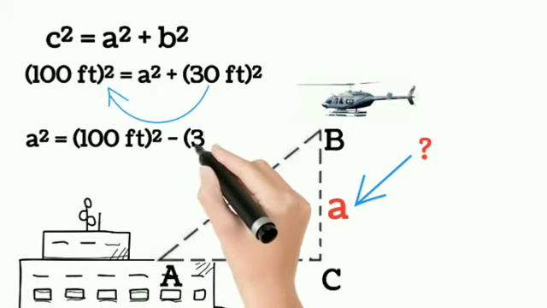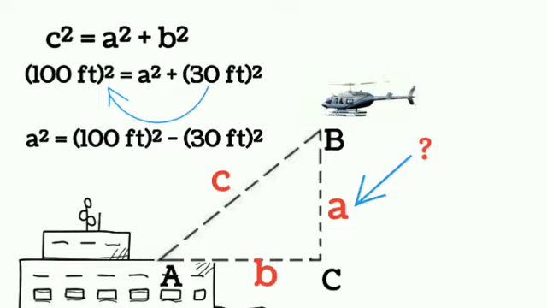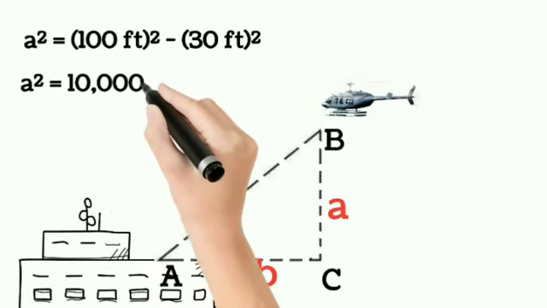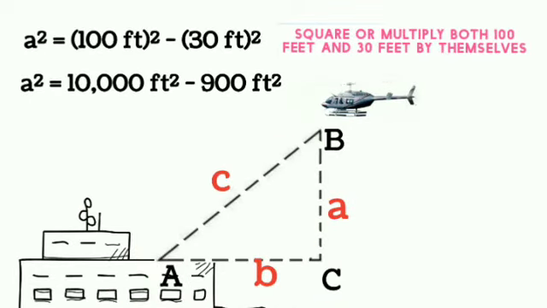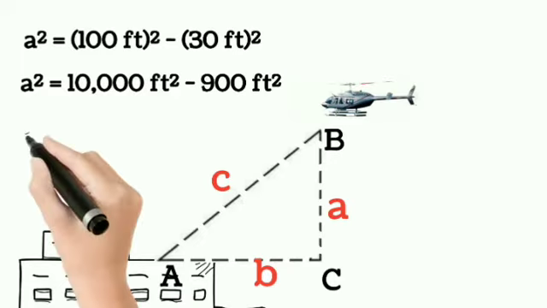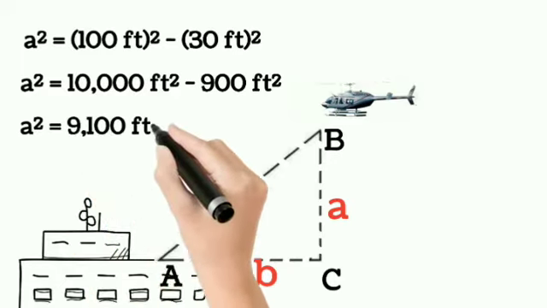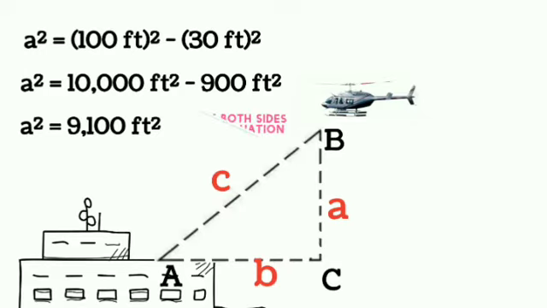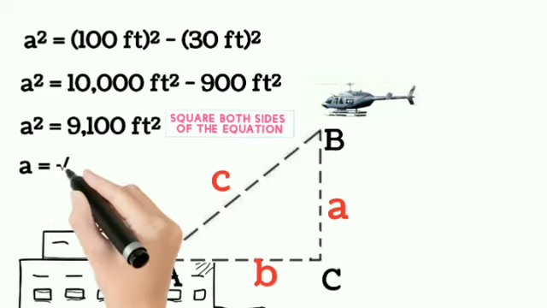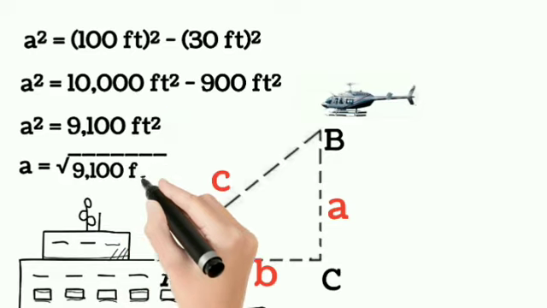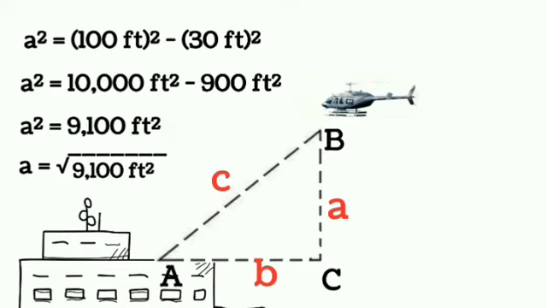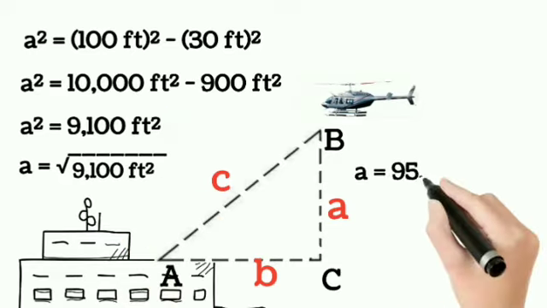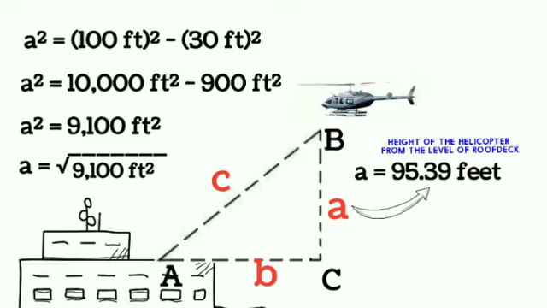Thus, a squared is equal to quantity of 100 feet squared minus quantity of 30 feet squared. Squaring both substituted values, a squared is now equal to 10,000 feet squared minus 900 feet squared. Furthermore, a squared is equal to 9,100 feet squared. Moreover, a is equal to square root of 9,100 feet squared. Therefore, the height of the helicopter from the level of roof deck is equal to 95.39 feet.